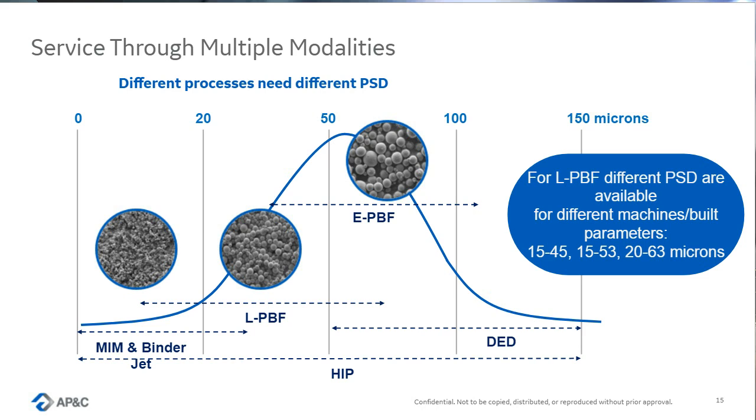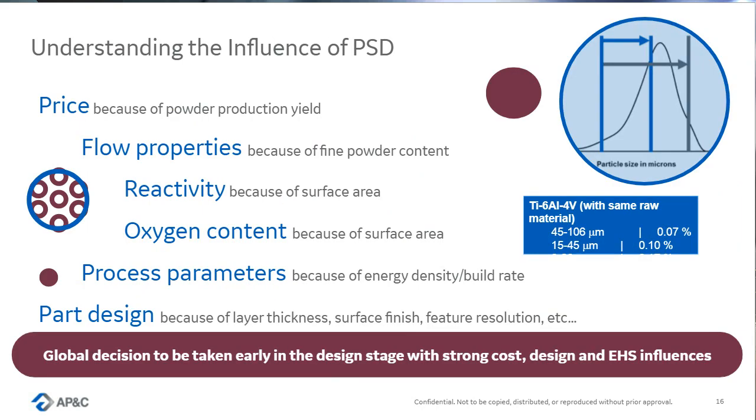Just for laser bed fusion, there are several PSDs that are available for different machines: 15-45, 15-53, 20-63. So I want to take some time to explain to you how those can have an impact on your process. Well, first, PSD is the driver for many properties of the powder, particularly for lightweight materials and reactive materials like titanium and aluminum.